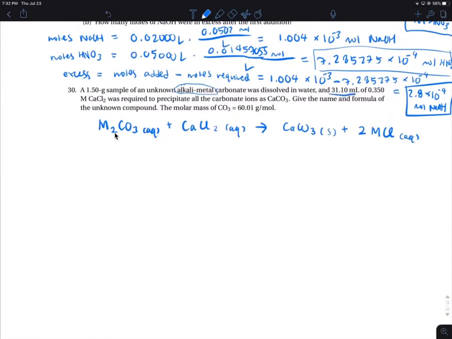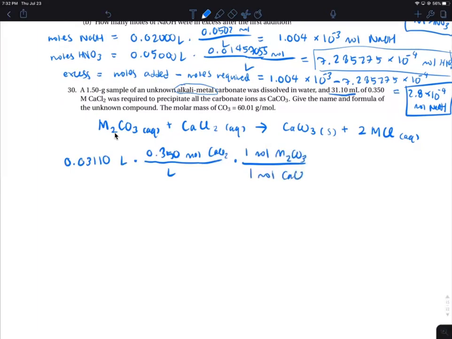So now let's start with what we know. We have 0.03110 liters of this 0.350 molar CaCl2 solution. And from here, we can go ahead and convert into moles of M2CO3. So that's going to give us 0.010885.